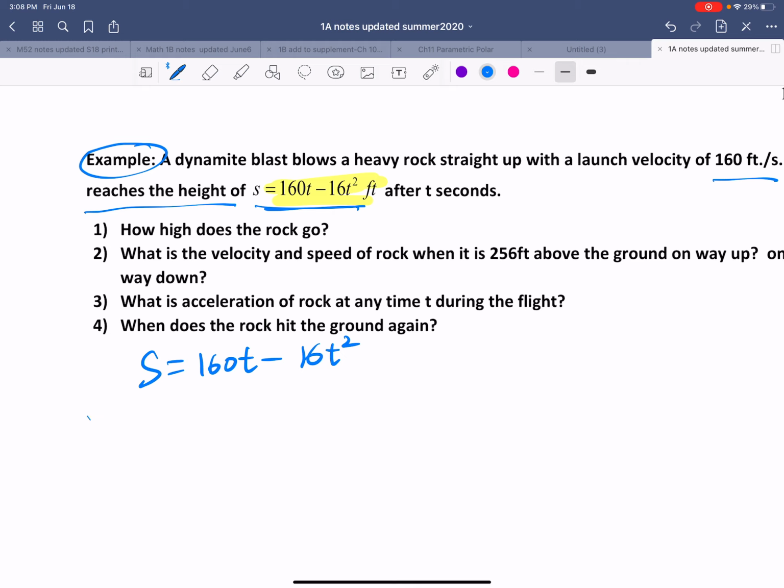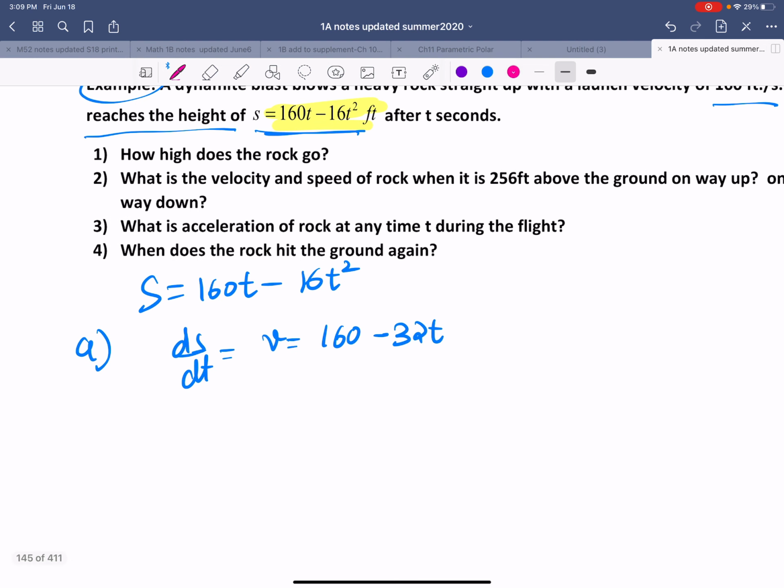So for part 1, we want to find out the maximum height. How do we find the maximum height? The maximum height is when the velocity is equal to 0. So start with s, the position function. ds/dt is the velocity function, and that's going to be 160 minus 32t. So ds/dt is 0.